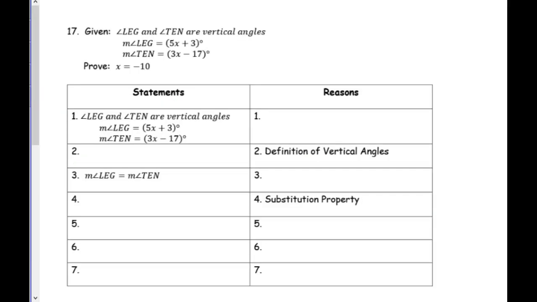Okay, next page. Now we're going to do 2 geometric proofs. You got to know how to do them. And they're kind of complicated, but at least we got some training wheels here. Okay, first step is always given. Just write that down. Now, if leg and 10 are vertical angles, that means they're congruent, right? So leg and 10 are congruent.